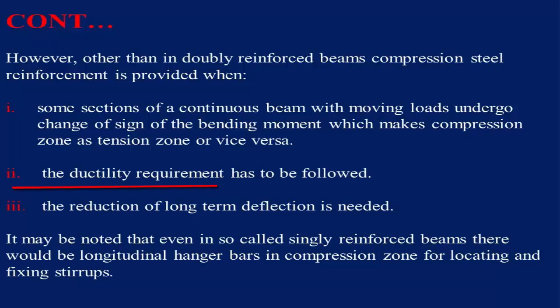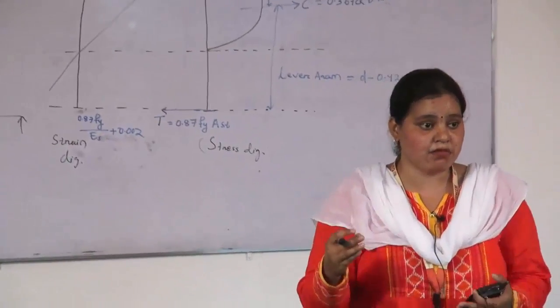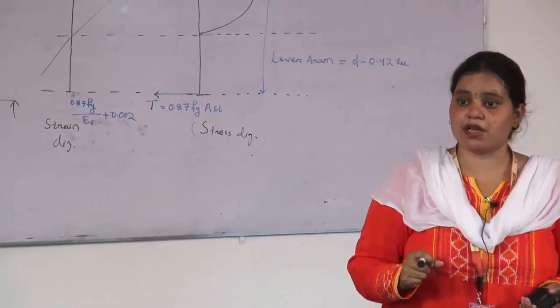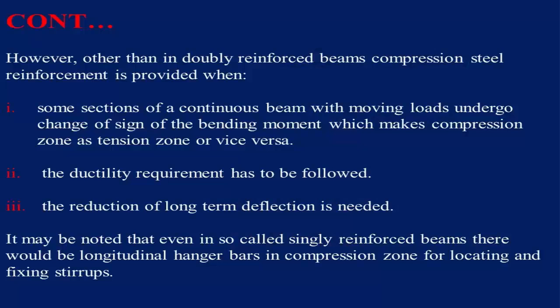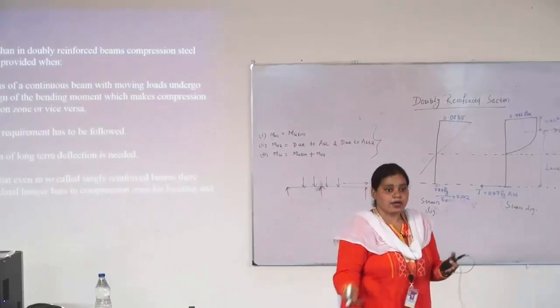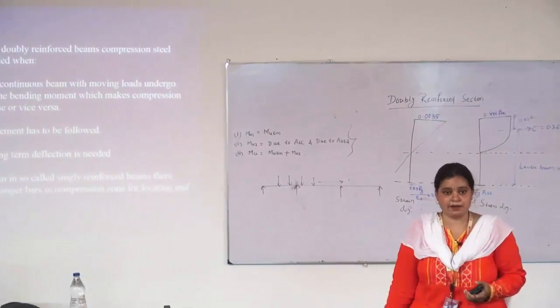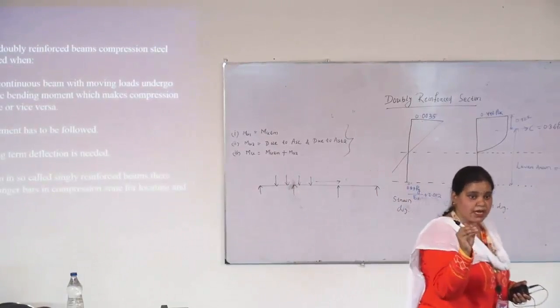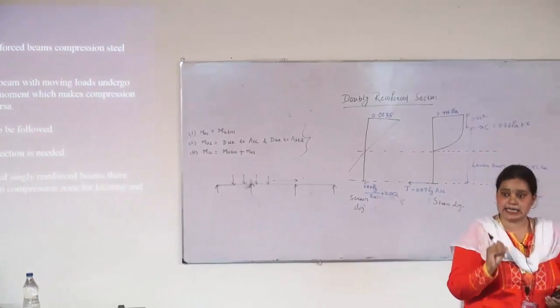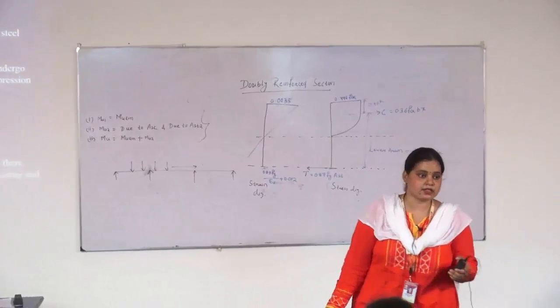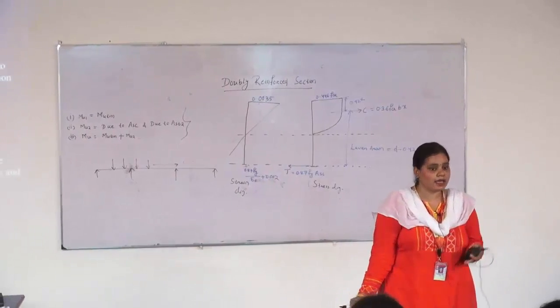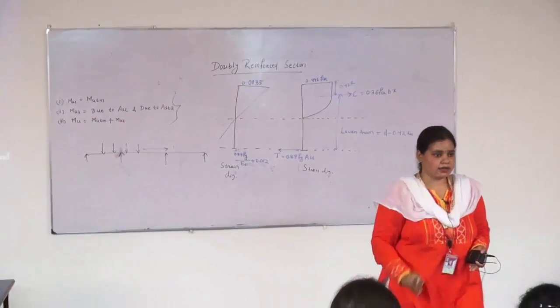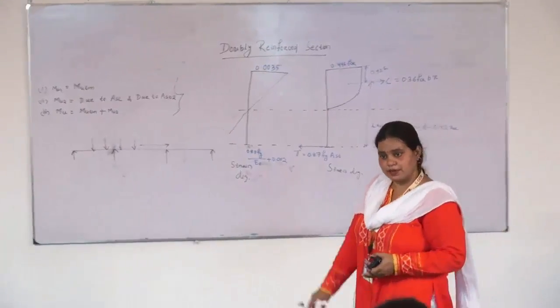Then the second case, the ductility requirement has to be followed. Where we have to increase the ductility of the beam, we can use the doubly reinforced section because it is more ductile. Then the reduction of long-term deflection is needed. Whenever we are going to reduce the deflection, we provide a doubly reinforced section. In the singly reinforced section also we can provide reinforcement in the compression zone, but that is not called steel. That is called hanging bars. We provide only hanging bars to make our design look better.